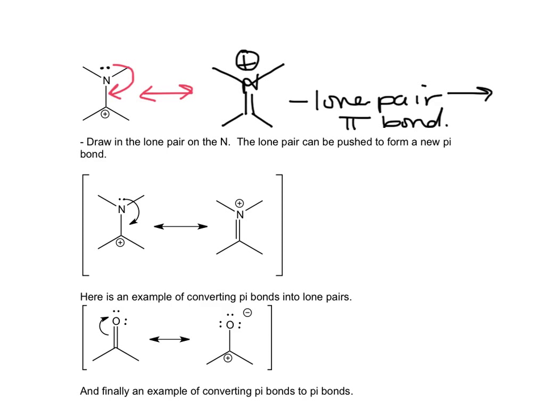Alright, below here with the oxygen we can convert a pi bond into a lone pair. If we push the electrons up onto the oxygen, we now have a negative oxygen and a positive carbon. And again, we start with neutral and we remain neutral.